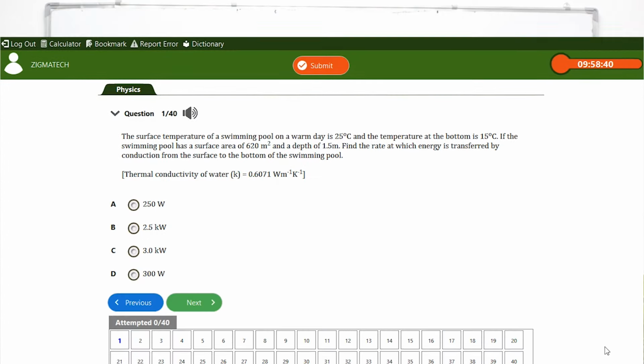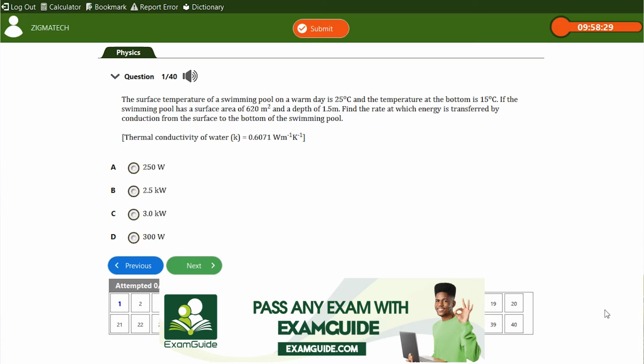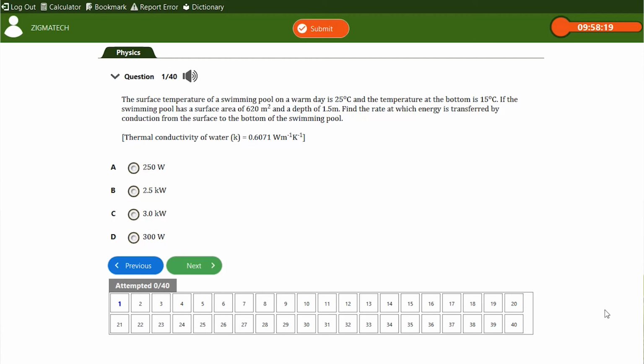It said the surface temperature of a swimming pool on one day is 25 degrees Celsius and the temperature at the bottom is 15 degrees Celsius. If the swimming pool has a surface area of 620 meters squared and a depth of 15 meters, find the rate at which energy is transferred by conduction from the surface to the bottom of the swimming pool. Alright, this question came from conductivity. As you can see, conductivity of the water was given as 0.6071 watt per meter per Kelvin.